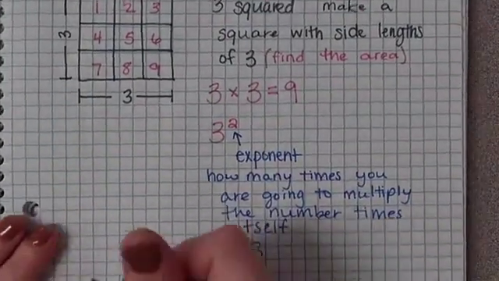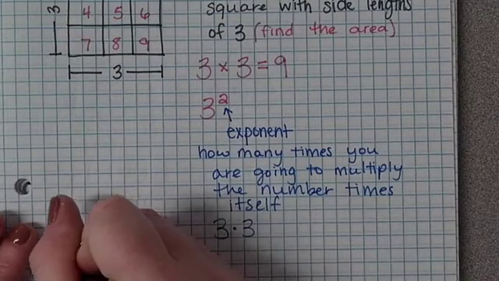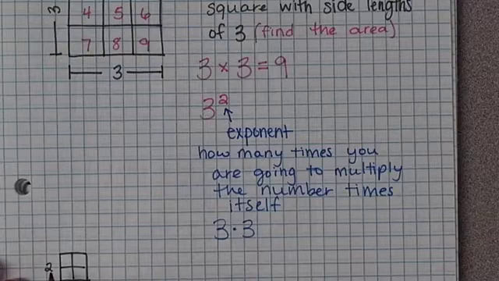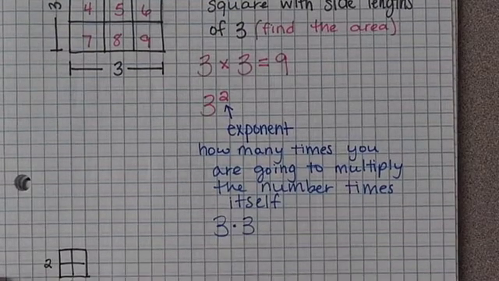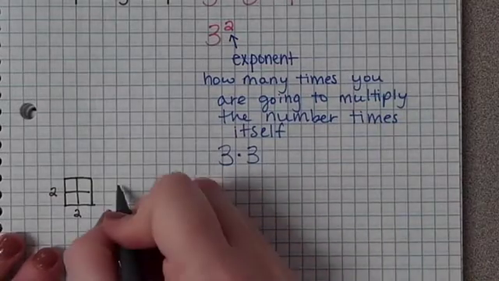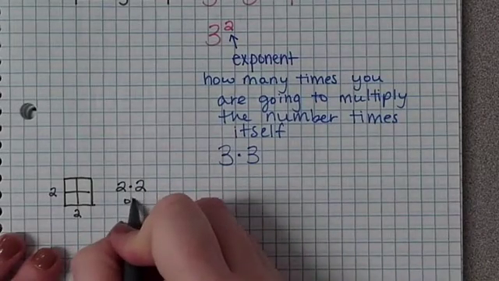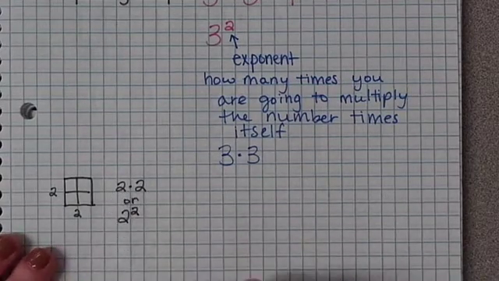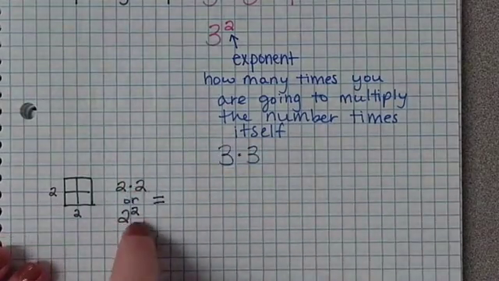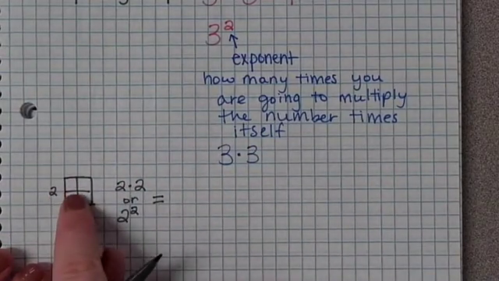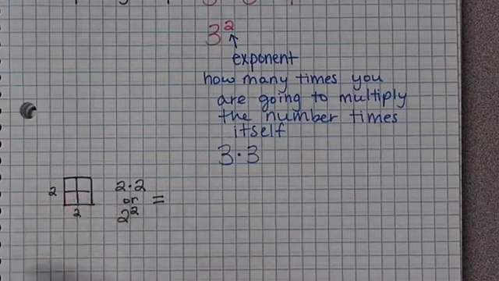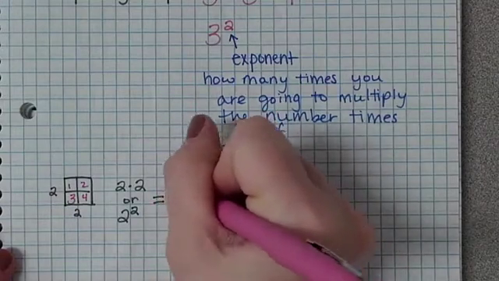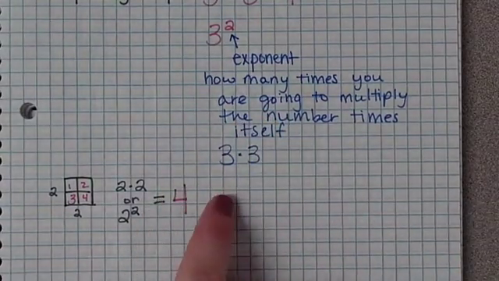So if I wanted to square 2, I would make it 2 tall and 2 wide. So I could do 2 times 2, or remember that's the same thing as 2 squared, because there are 2 2's. And again, when you square a number, you're just finding how many squares. So in this case, it's 1, 2, 3, 4. So 2 squared is 4. 2 times 2 is 4.